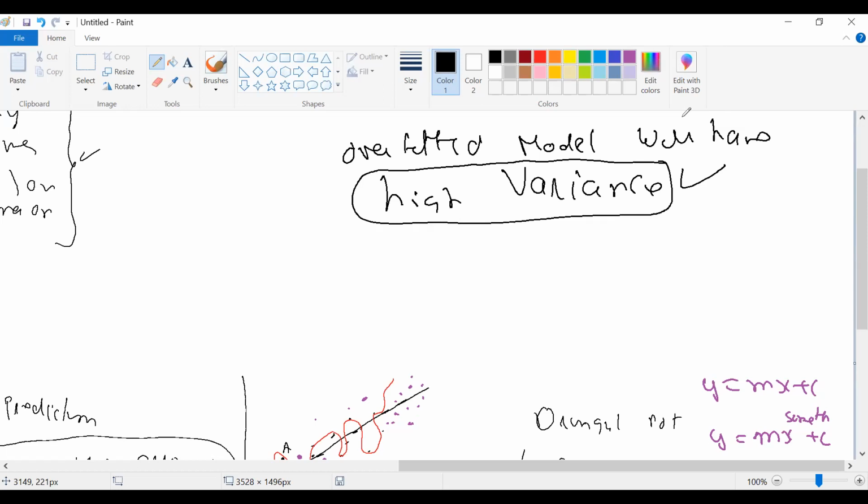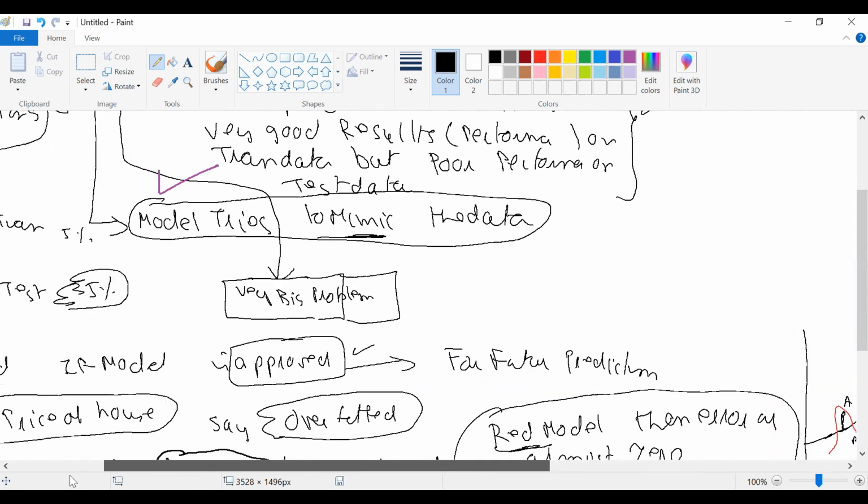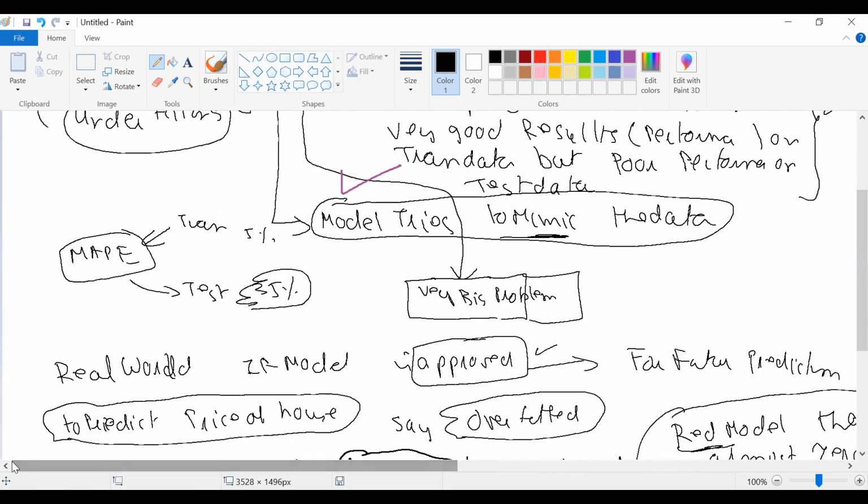So what will be the main problem of an overfitted model? Frequent retraining will be needed. As X changes, there would be large change in your Y, and large change in Y will result in large errors, and you don't want a model which has large errors. So frequent retraining, retuning of the model is needed, and retuning will need time and money.